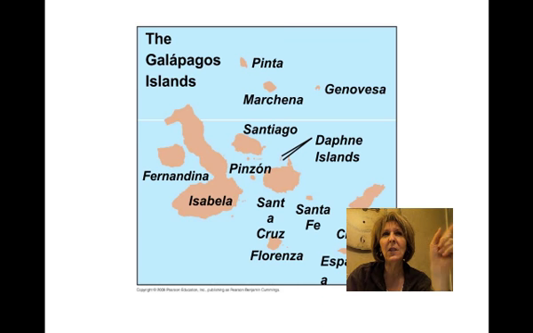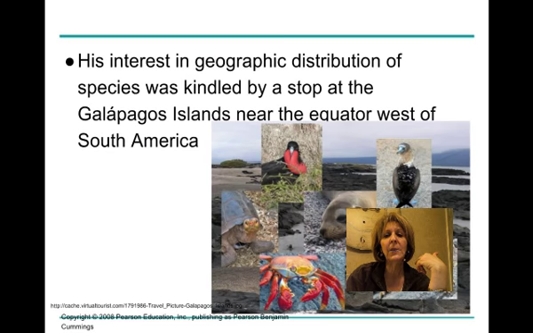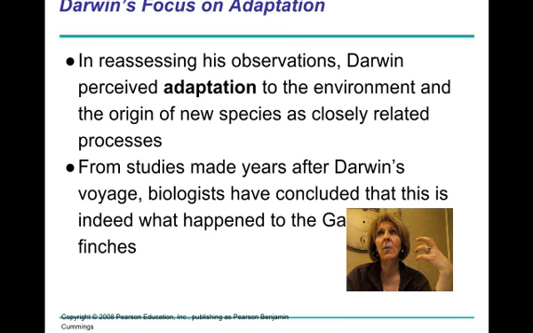But he did recognize that the species there looked very similar to the ones he had seen on the mainland, but not exactly the same. So that kind of helped him get his wheels turning. But it was not until later, after he got back to England, that he took a look at some of the species that he had shipped back and began to really focus on the organisms on the Galapagos as being pivotal to his theory of evolution.